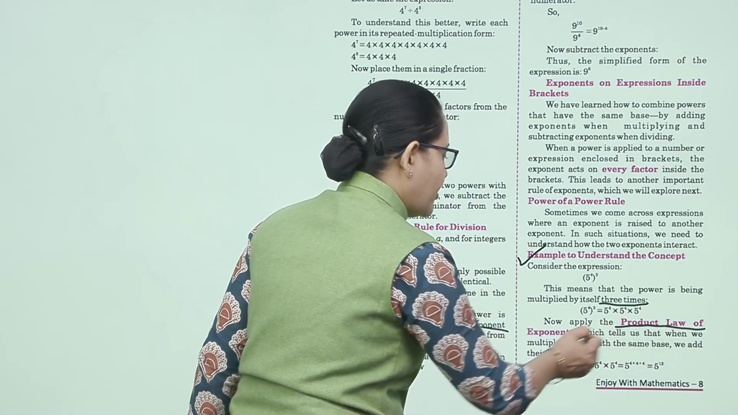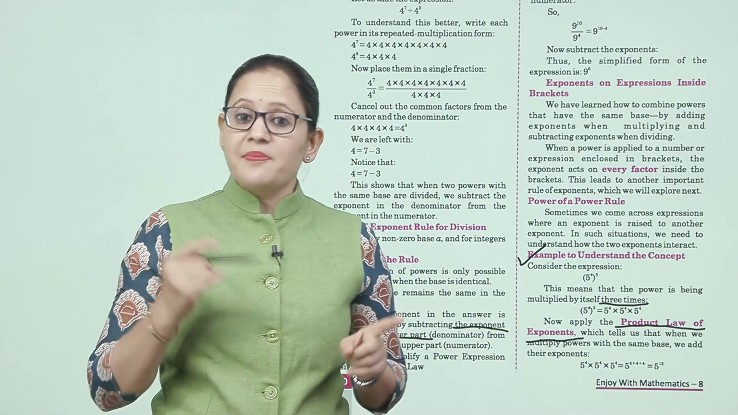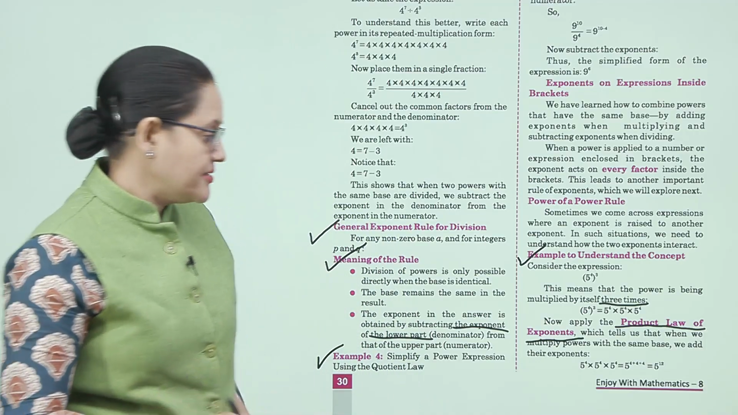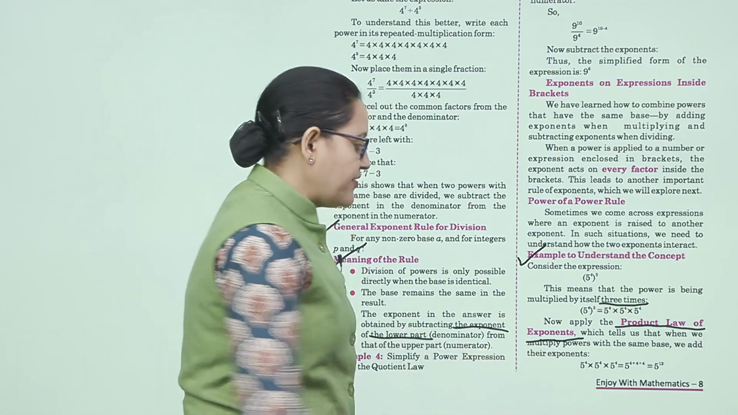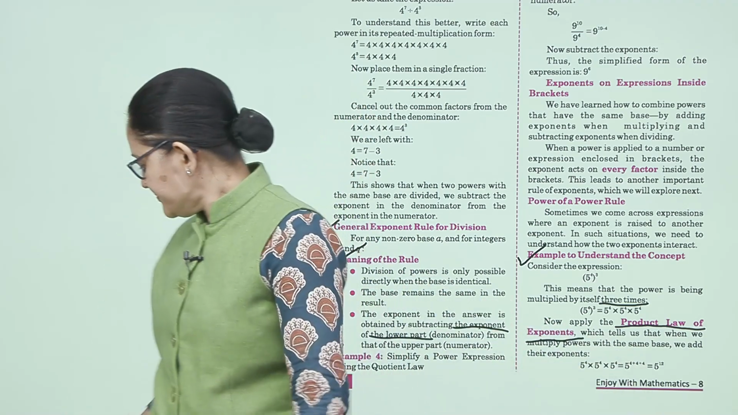Now we'll apply the product law of exponents, which tells us that when we multiply powers with the same base, we add their exponents. Like 5 to the power 4 plus 4 plus 4, that is 12.